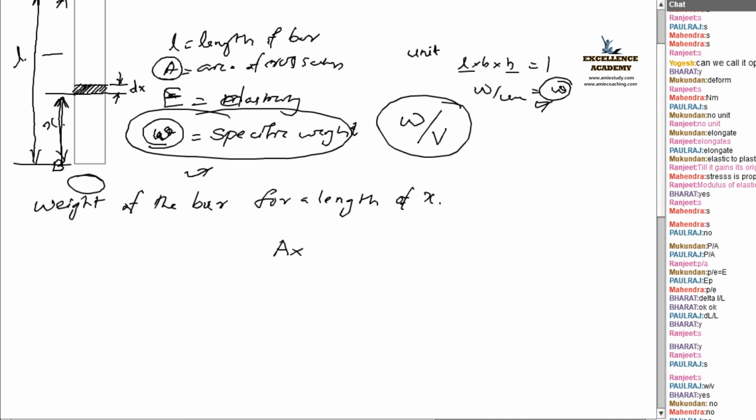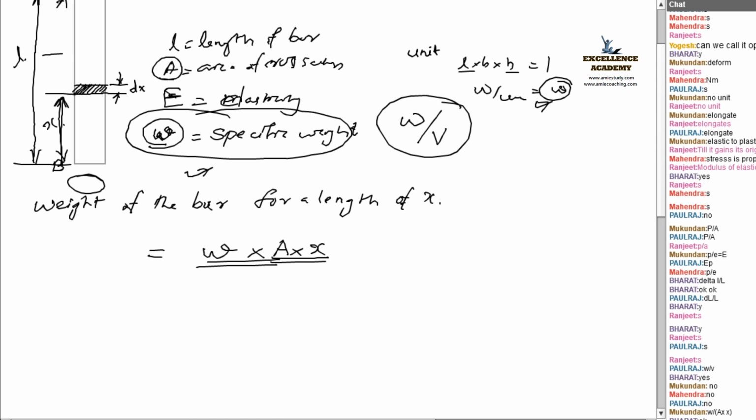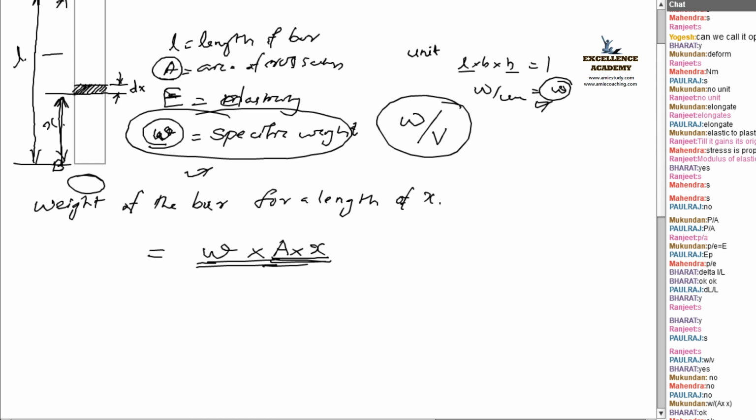Then what about the length? It is not at all the full length. That is A into X. So volume is ready. Then how can I get the weight? That is to be multiplied with the specific weight. Am I right? Okay. Specific weight into volume will give the weight of the bar for a length of x.